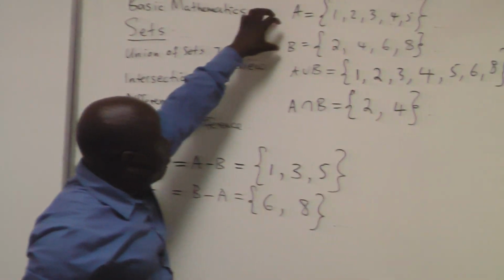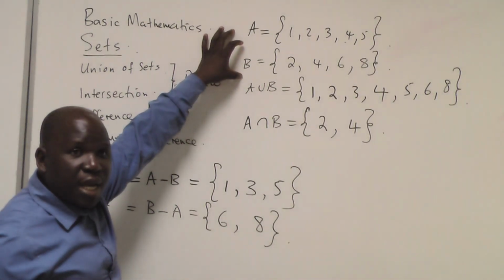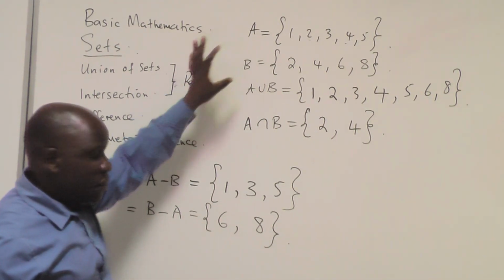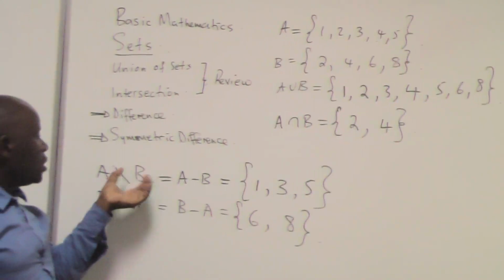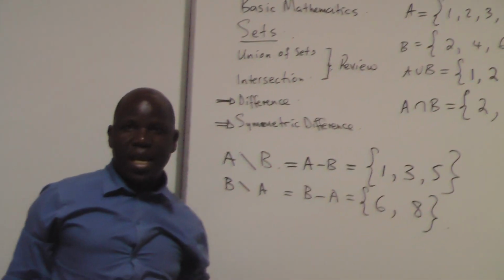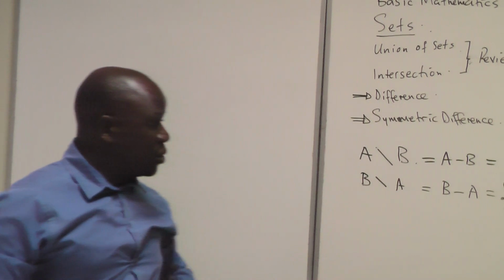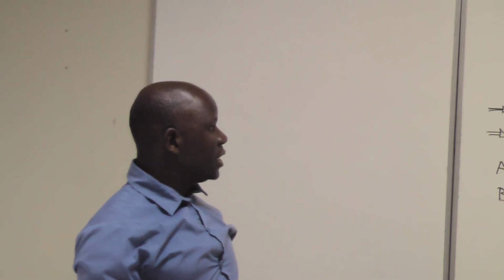And I want you to analyze properly how we are getting this. Elements in A but not in B, elements in B but not in A. Now let us move to the final part where we need to look at the symmetric difference.